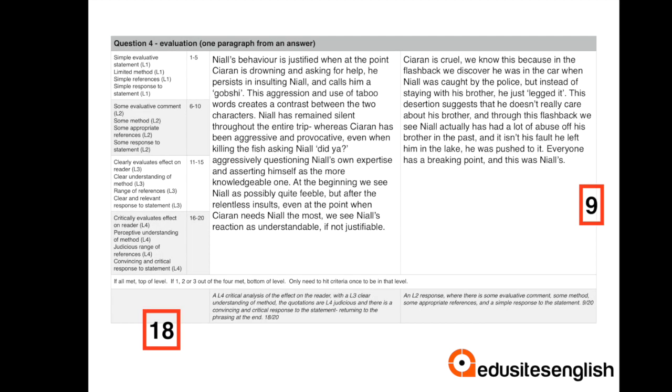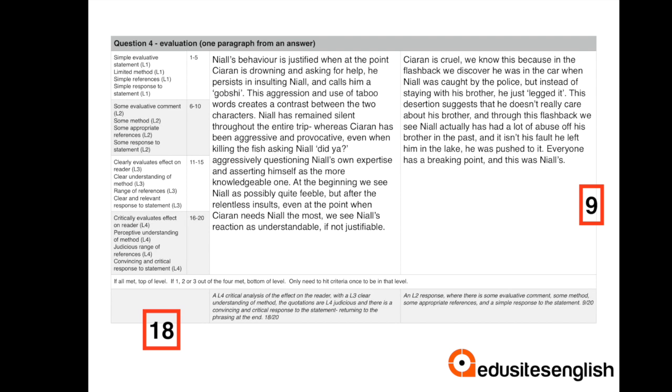The difference with marking this question to the other 2 is that there are 4 different places you're looking to give marks. You're looking for the simple evaluative statement, the method, the references to the text, and the response to the statement. So evaluation and analysis, the method, textual references, and then how they respond to the statement.